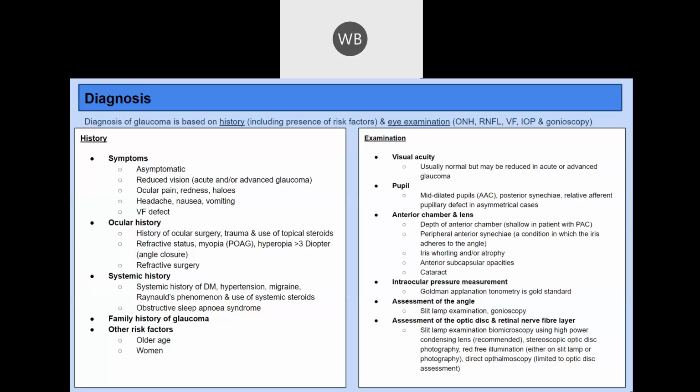During the examination, visual acuity is usually normal, but may be reduced in acute or advanced glaucoma.